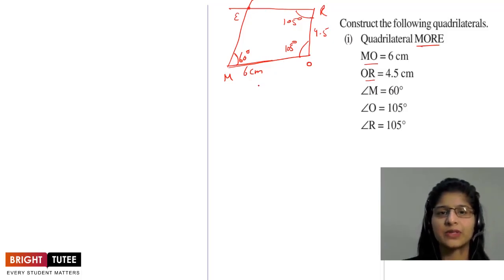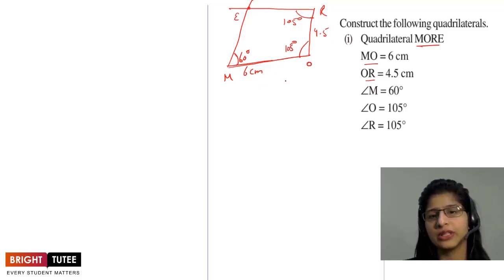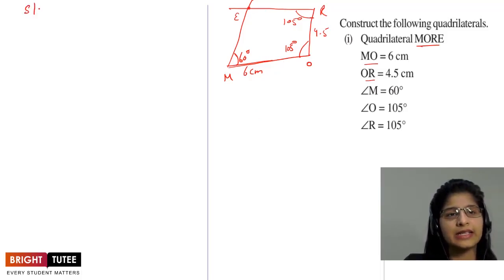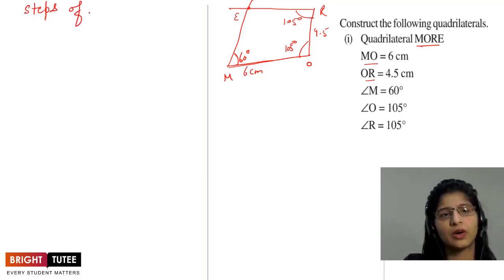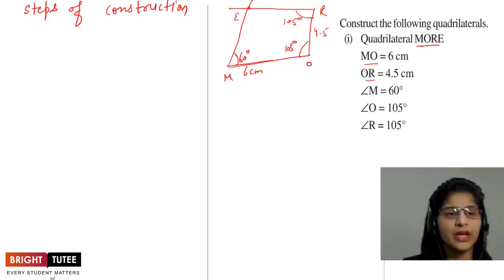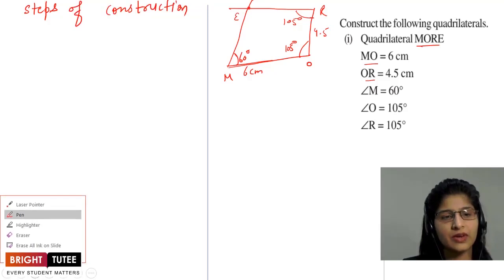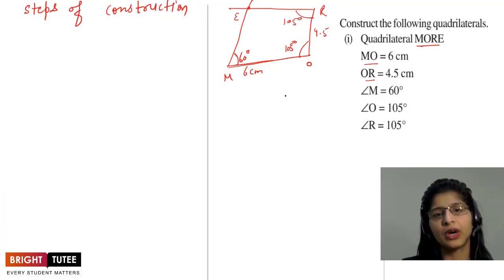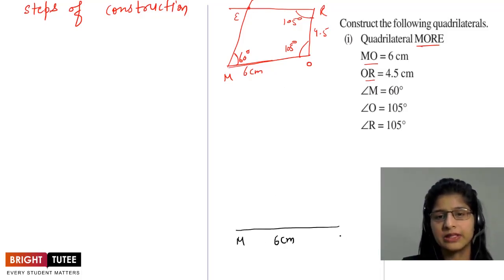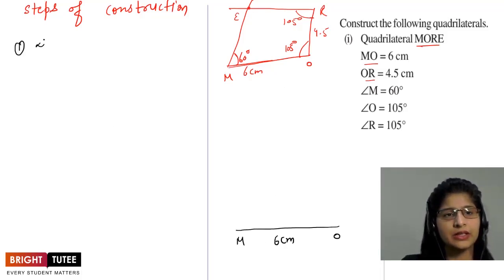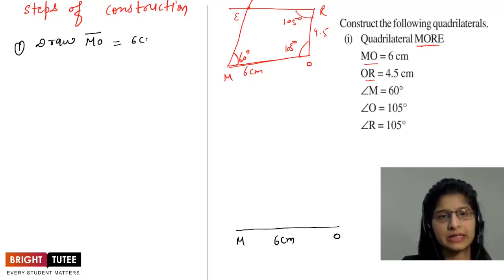Let us draw with steps of construction, particularly how it will be drawn. This is just a rough sketch. So I'll write here steps of construction. To do the steps of construction, first of all, we will draw a line segment MO of 6 centimeter. Let it be 6 centimeter and the line segment is MO. So the first step is draw MO, that's a line segment of 6 centimeter.